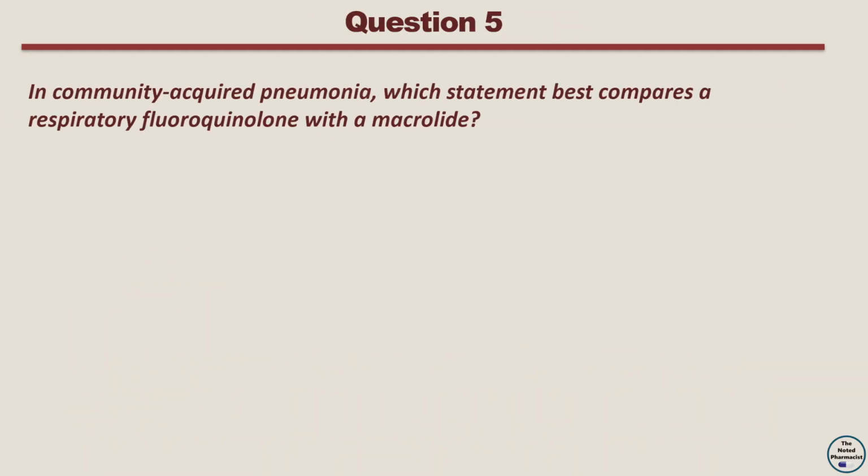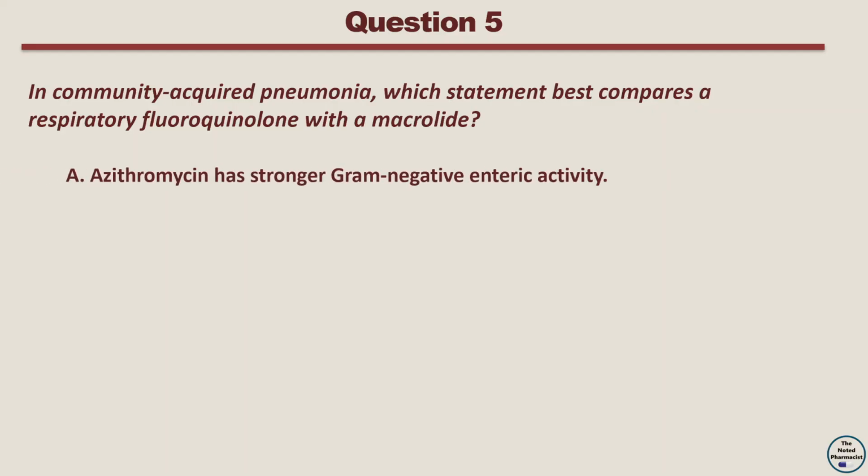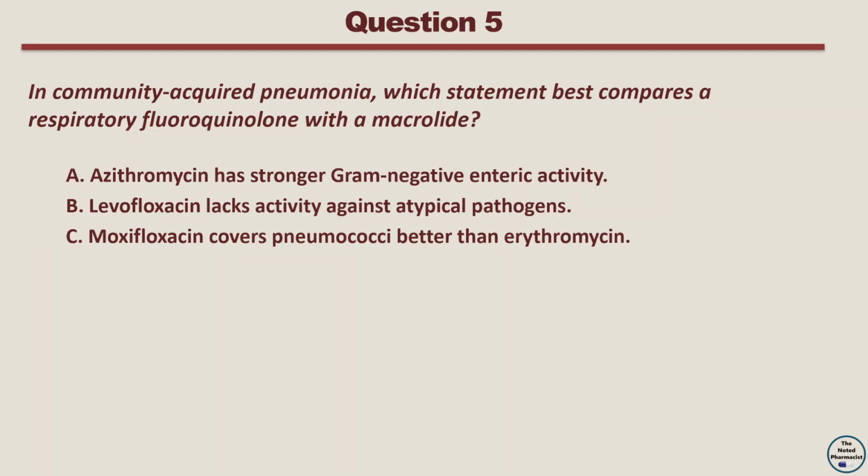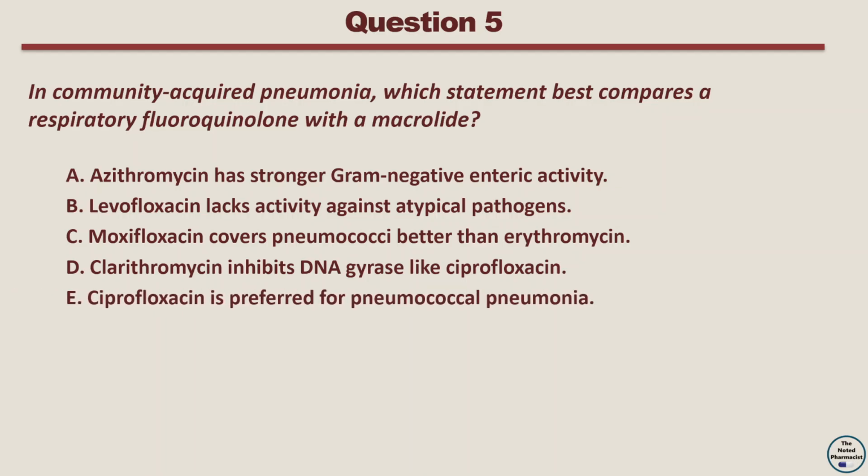Question 5. In community-acquired pneumonia, which statement best compares a respiratory fluoroquinolone with a macrolide? Option A. Azithromycin has stronger gram-negative enteric activity. Option B. Levofloxacin lacks activity against atypical pathogens. Option C. Moxifloxacin covers pneumococci better than erythromycin. Option D. Clarithromycin inhibits DNA gyrase like ciprofloxacin. Option E. Ciprofloxacin is preferred for pneumococcal pneumonia.